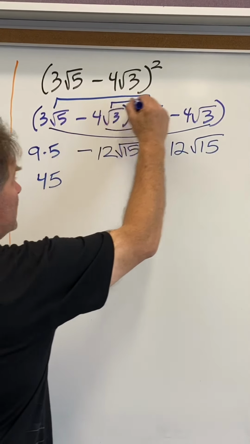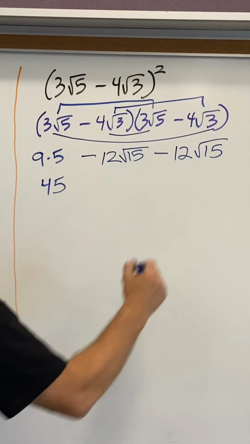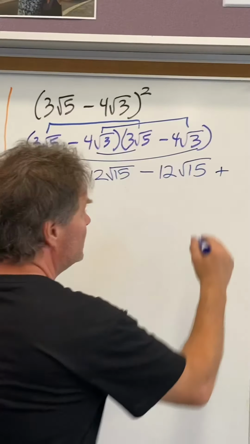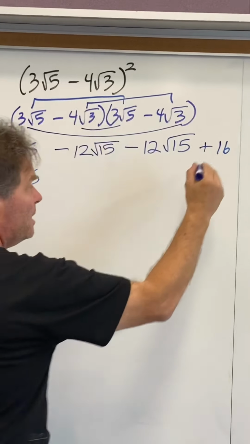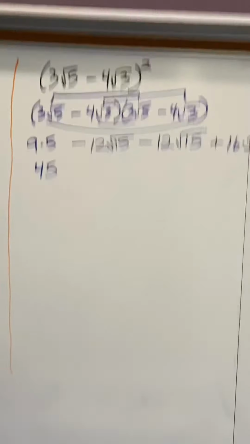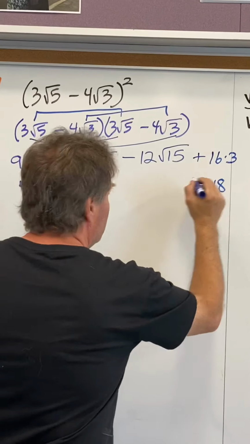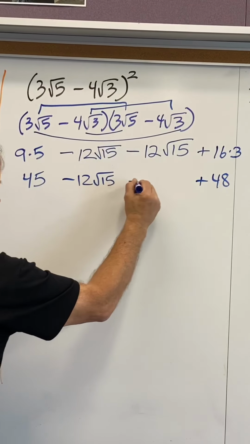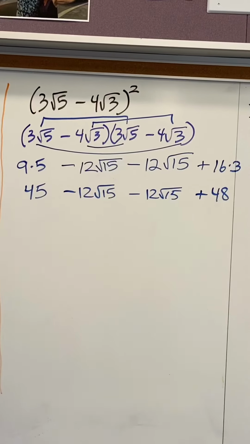And then finally last. Now be careful with this last, because it's negative times negative. So it actually becomes positive, right? 4 times 4 is 16. Root 3 times root 3 is 3. So that becomes 16 times 3, which is 48. So we get 45 minus 12 root 15 minus 12 root 15 plus 48. That's what we have so far.